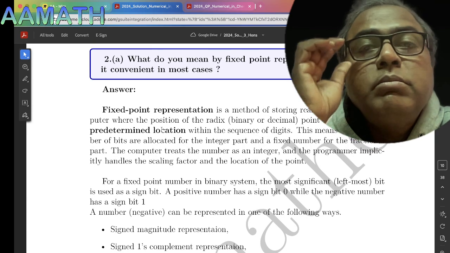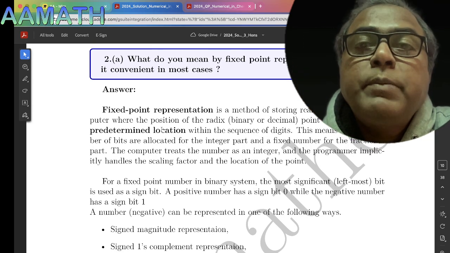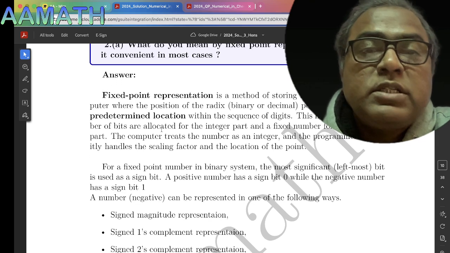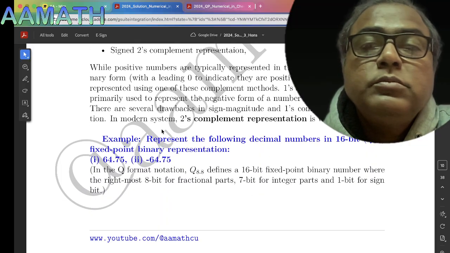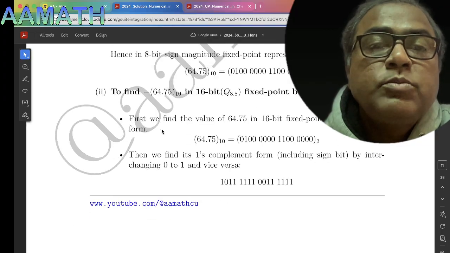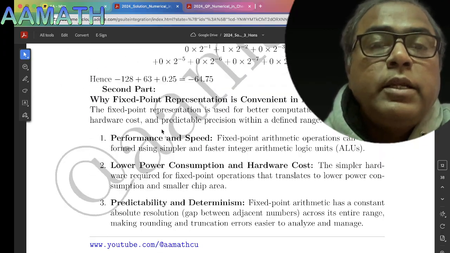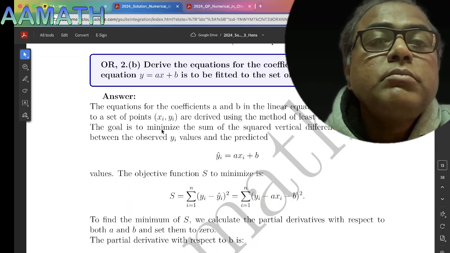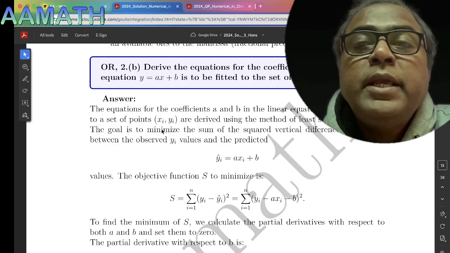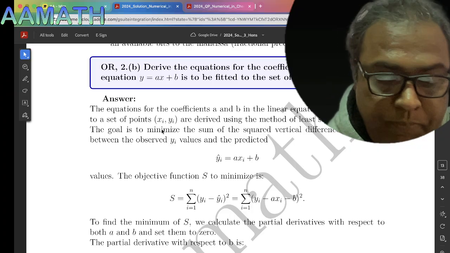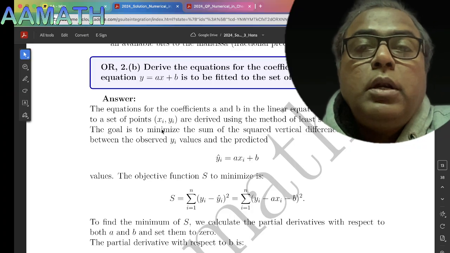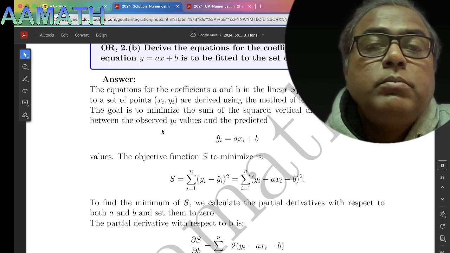And this question, fixed point representation, already we have discussed in the previous video. So we have got this discussion at this moment. And the next question, or question 2b, derive the equation for the coefficients a and b if the equation y equal to ax plus b is to be fitted to the set of points xi, yi.